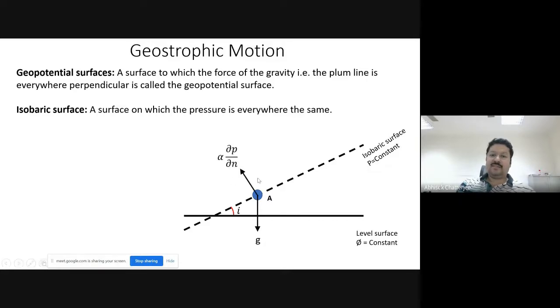And the pressure here is perpendicular to the isobaric surface. So basically here n is a perpendicular vector to the isobaric surface. So that is my del P del N pressure gradient. The pressure gradient is perpendicular to the surface, with 1 upon rho. So that is my pressure gradient force acting at this point.